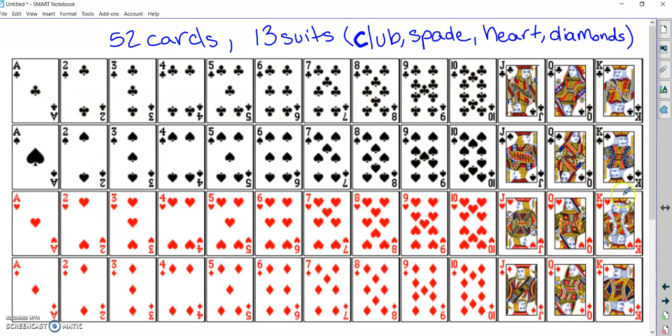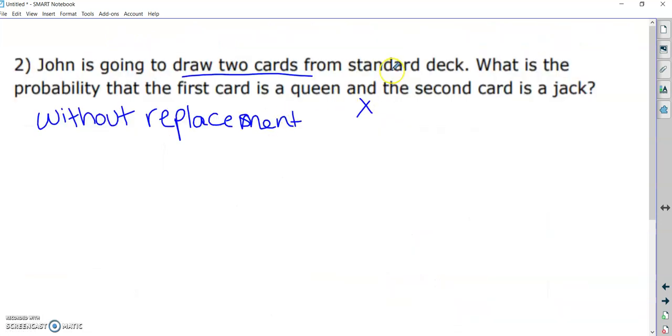These are your face cards. Jack, Queen, and King. Aces are not considered face cards. Okay? If you have any questions, feel free and let me know.